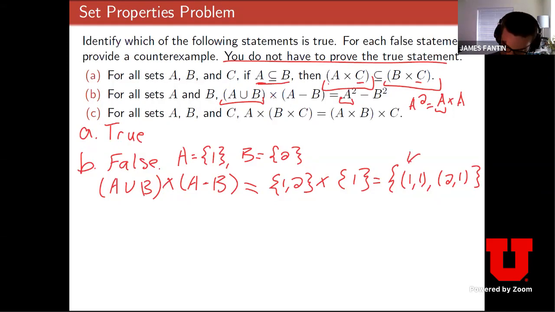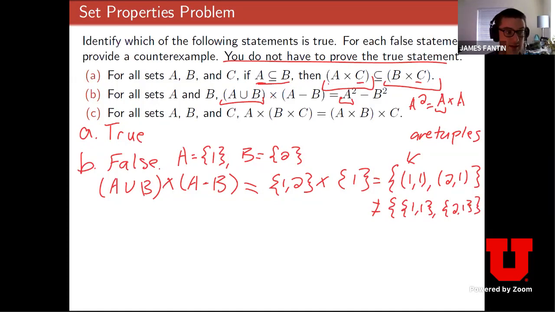Remember that these are tuples, so they need parentheses on them. This is not the same as this. So make sure you're careful when you use curly braces and when you're using parentheses, because those mean something very different when talking about sets. Okay, so that would not be true.